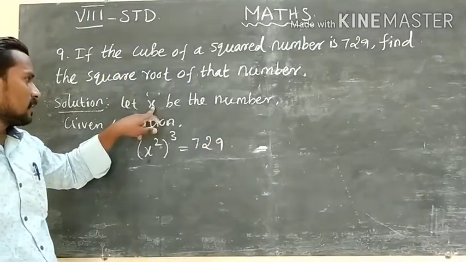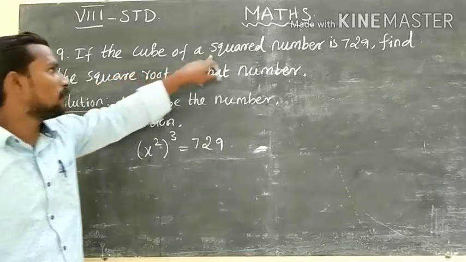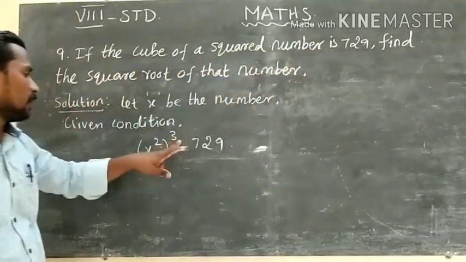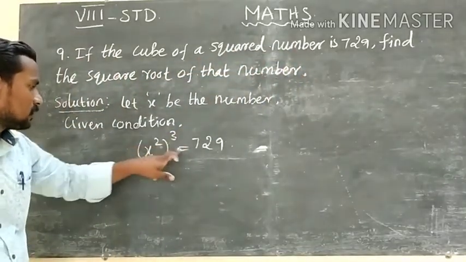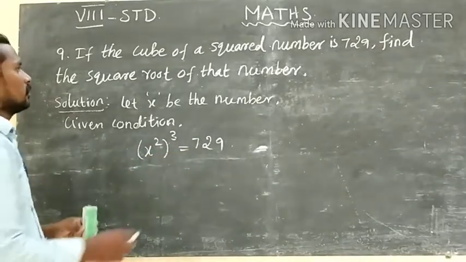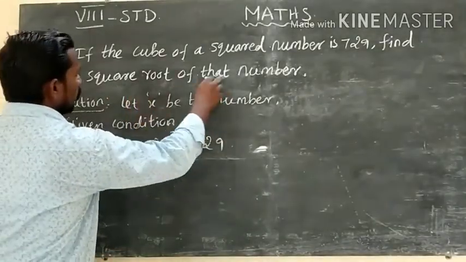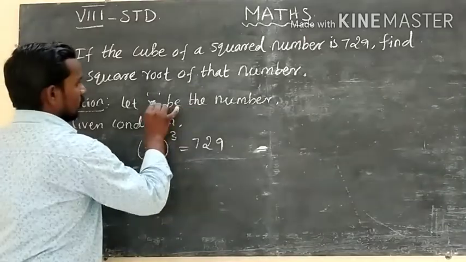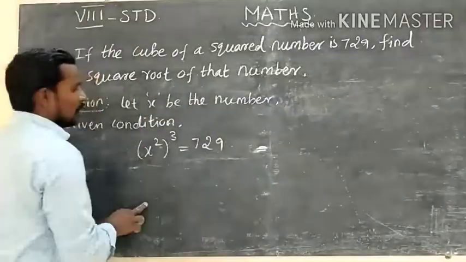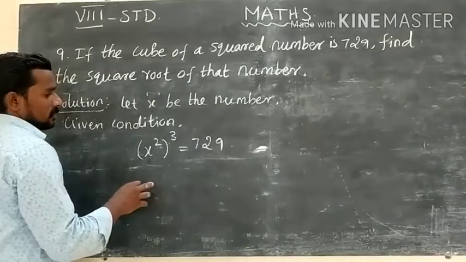The number is x. The question is, the cube of a squared number is 729. Then find the square root of that number. Square root of x is what? First find the x value, then find the square root of x.